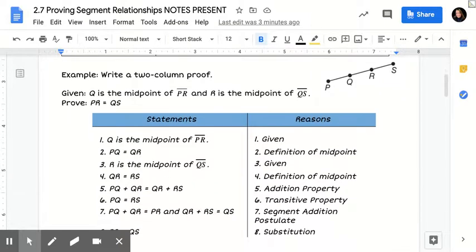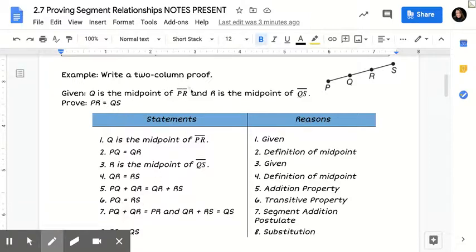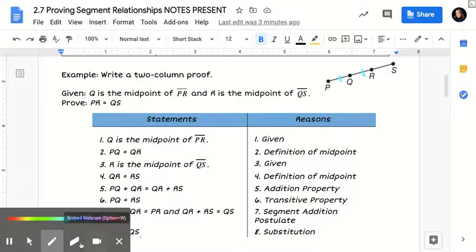Alrighty, so we're going to use some of these in a two-column proof here. Our givens are Q is the midpoint of PR, line segment PR, and R is the midpoint of line segment QS. And they give us a picture to work with here. So I'm going to put in a few little notations on my picture. Since they tell me that Q is the midpoint of PR, here's PR, here's the midpoint, and that would mean that PQ and QR are congruent.